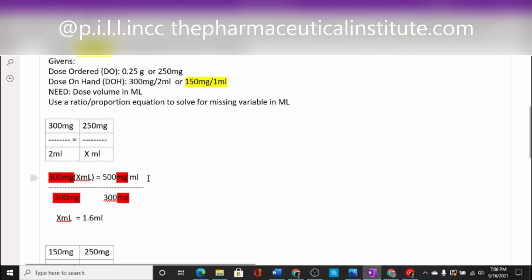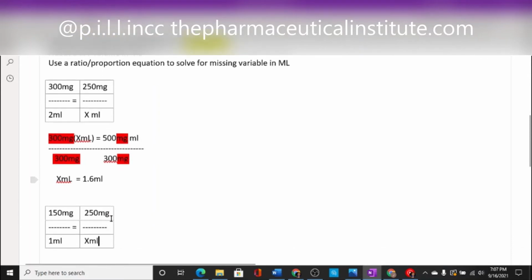We divide both sides of the equation by the 300 milligrams because it's with our unknown variable. This side divided by 300 milligrams, our 300 milligrams cancel out, only leaving us with our unknown volume in milliliters. Then over here, 500 milligrams divided by 300 milligrams, our milligram units cancel out. It only leaves us with our milliliter unit here. So 500 divided by 300 yields 1.6 milliliters.